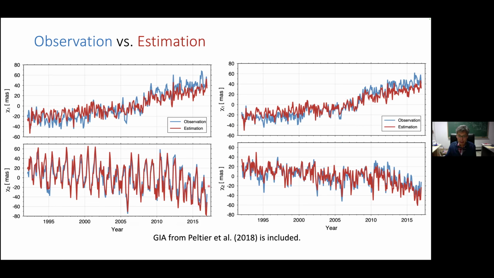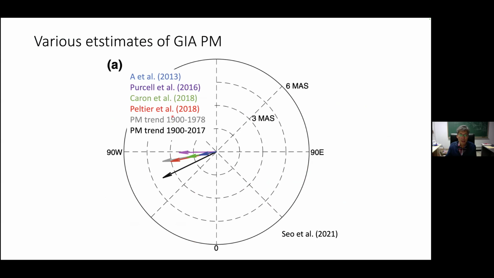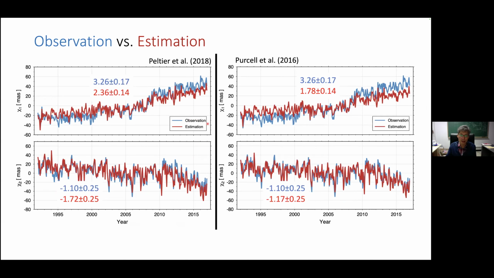So again, in this calculation, I actually used the GIA model from Peltier for GIA polar motion. But again, the problem is that we have quite different kinds of GIA polar motion. So this arrow shows GIA polar motion from different GIA models and different polar motion observations. So depending on which GIA polar motion we use, we have quite a different comparison. So this is a very good case to explain the importance of GIA polar motion.